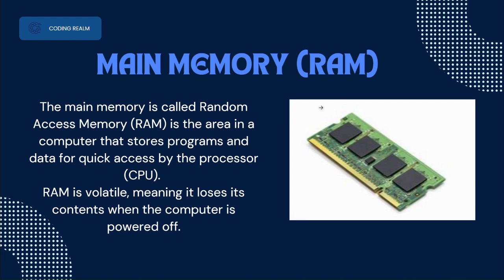Everything in the memory is stored in binary. The computer works in binary, 0 and 1. The RAM is a volatile memory, meaning it loses its contents when the computer is powered off. This is all the definition of the RAM and why the RAM is important.